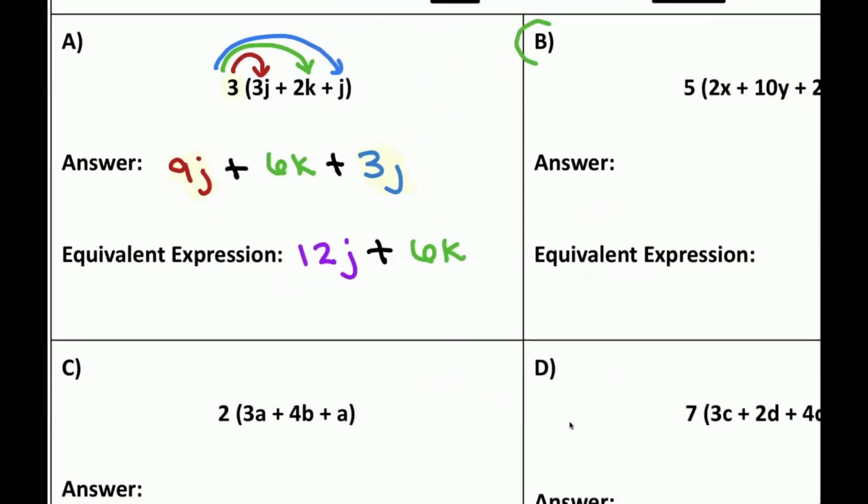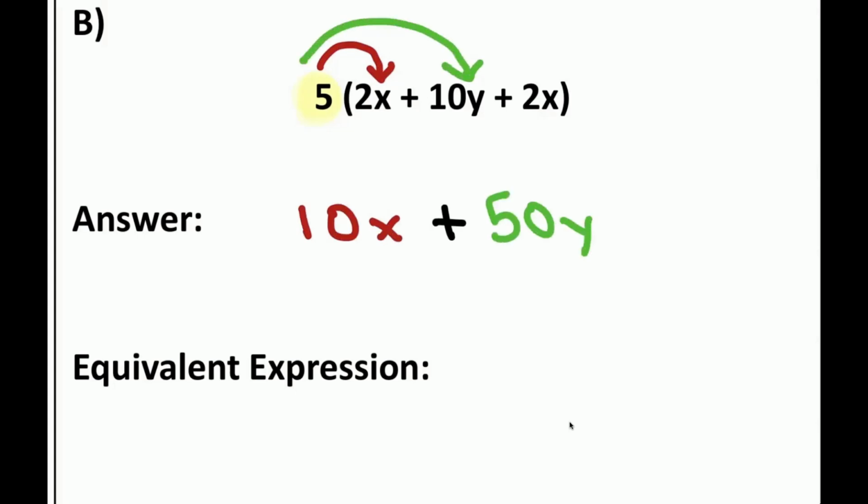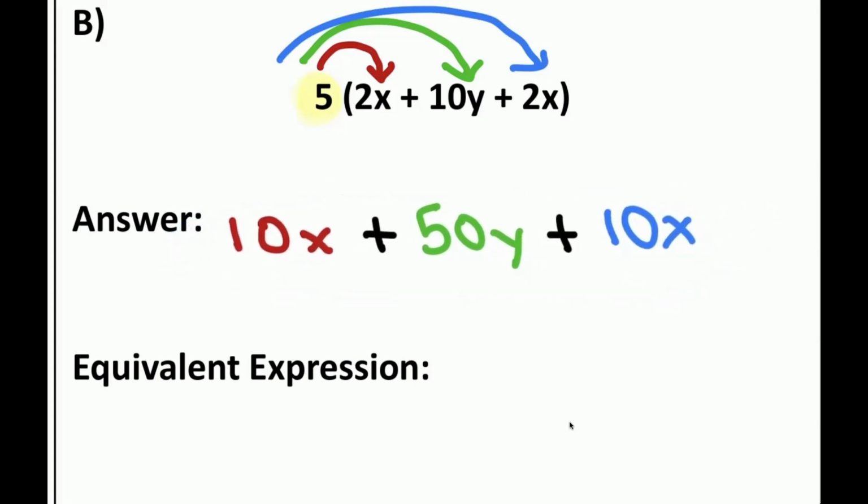Go ahead and complete example B, then come back to the video. For example B, we're going to multiply 5 times each term on the inside of our parentheses. 5 times 2x is 10x, plus 5 times 10y is 50y, plus 5 times 2x is 10x. That's our first answer. Then when we write an equivalent expression, we can combine our like terms. So in this case, we can combine all of our x's, and we get 10x plus another 10x is 20x plus 50y.